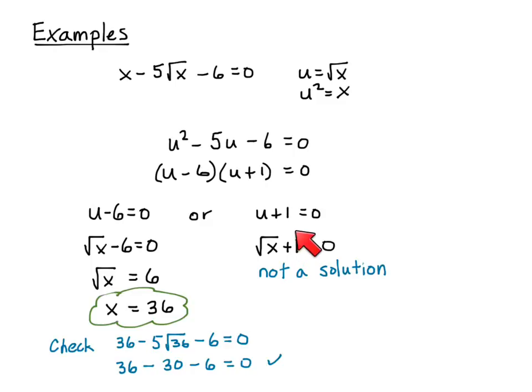Look at what happens here. u plus 1 equals 0. Put the square root of x plus 1 equals 0. The square root of x is always 0 or more, and so there's no value of x that will give me a negative square root, so there's no solution. So I don't have a solution to this part, but I do have to check this other one. Does 36 work? Okay, 36 minus 5 times the square root of 36 minus 6 equals 0, and all that checks out.